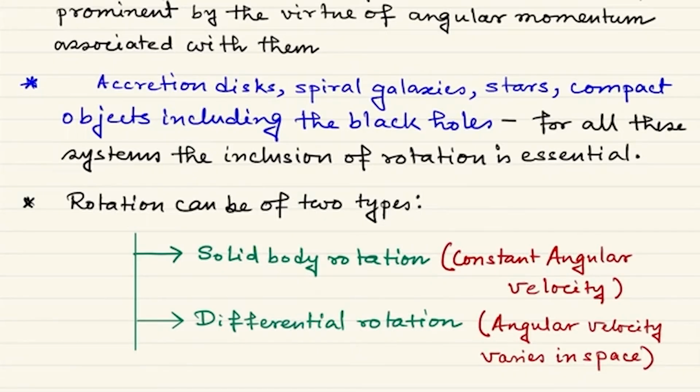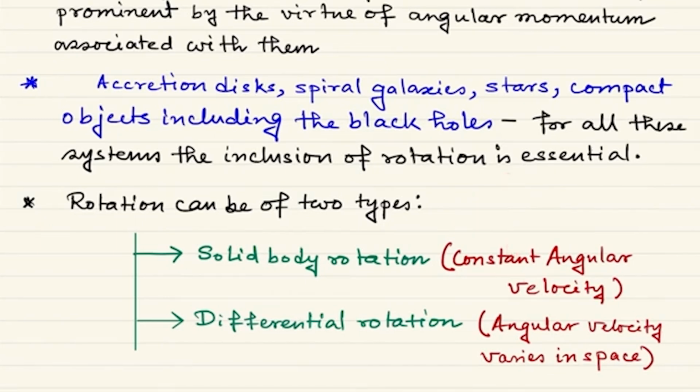Then we also introduced two types of rotation. One was the solid body rotation, another was the differential rotation. Solid body rotation is a rotation where the whole body is moving with a constant angular velocity. The linear velocity can be different, but the angular velocity omega should be constant. Remember that omega times r gives you the linear velocity in the cross-radial direction.